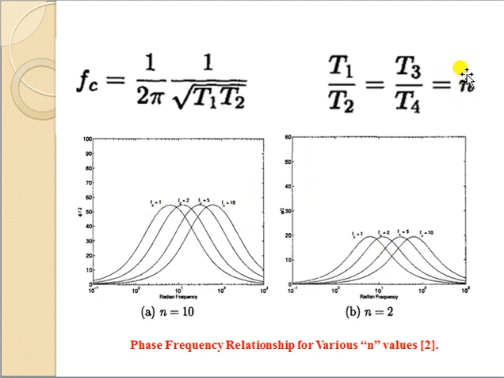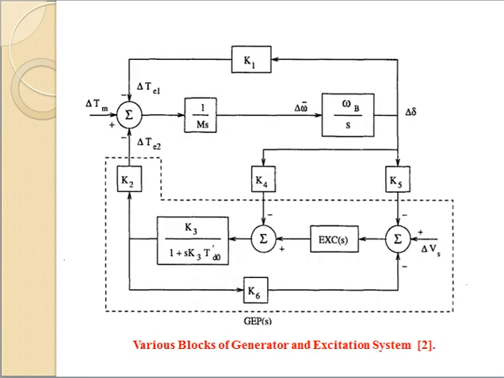So you can have a value of n. Another set of independent variables: you can independently control T1, T2, T3, T4, and again the ratio n. So that is also available with you to tune the overall lead lag compensators.